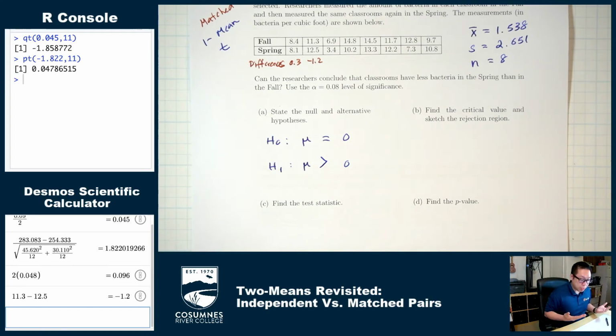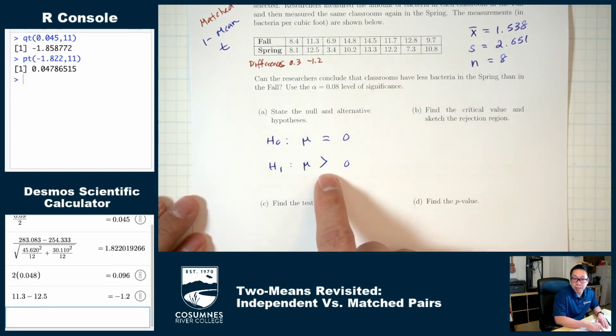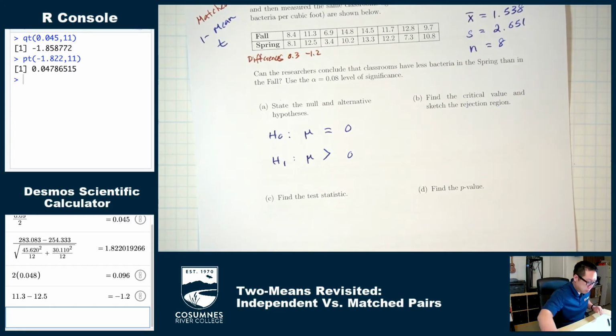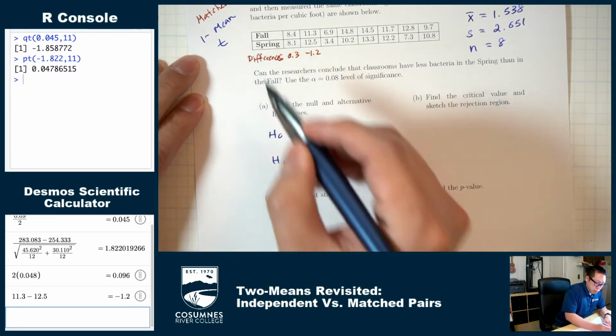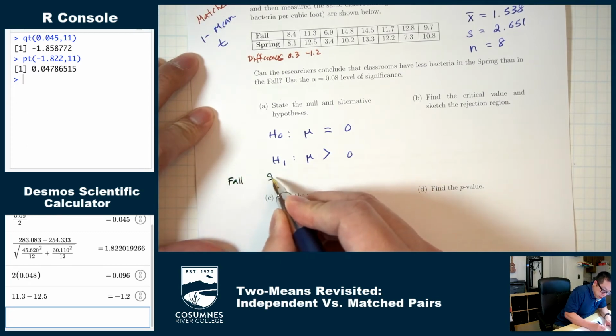Now, the reason why I say it's tricky is because if you read the question, it says, can researchers conclude that classrooms have less bacteria in the spring than in the fall? So if you just latch on to the word less, you may be tempted to say less than here, right? But it's not. It's going to be greater than. And the real reason is because what we're really doing here is I have fall and spring, right? So fall, spring.